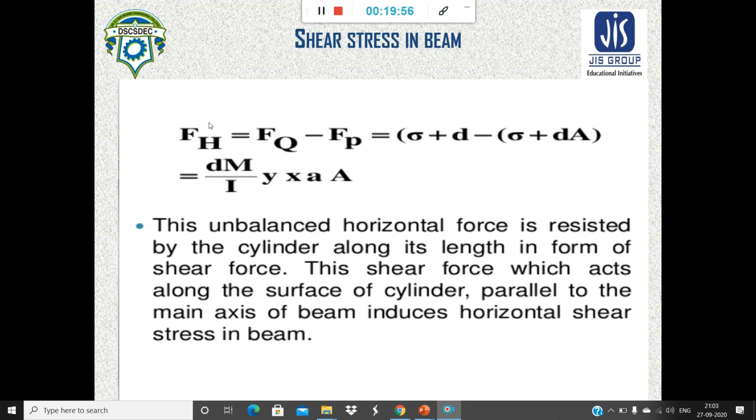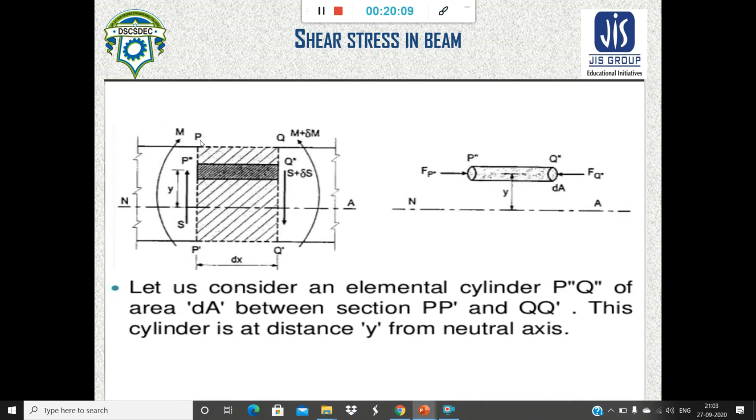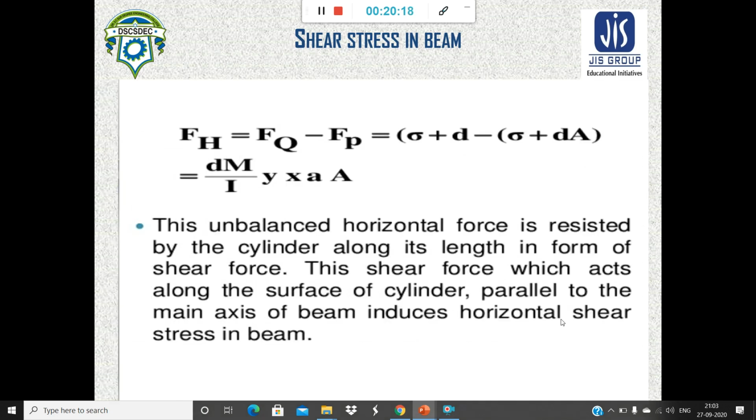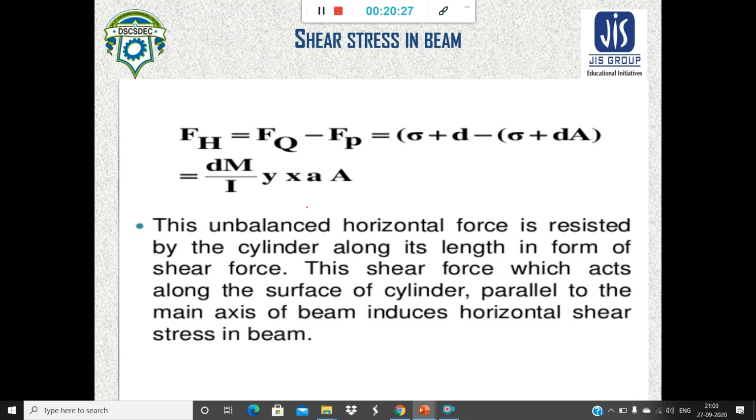Now from this we have seen how to determine the value for one elemental strip. Now for the total section we have to integrate this part, from 0 to y max. When we integrate from 0 to y max, we can see that our shear force will be equal to dM by dx, and the total unbalanced force is nothing but dM by dx. So this unbalanced force is nothing but the sum of the total shear force that is acting on the body.